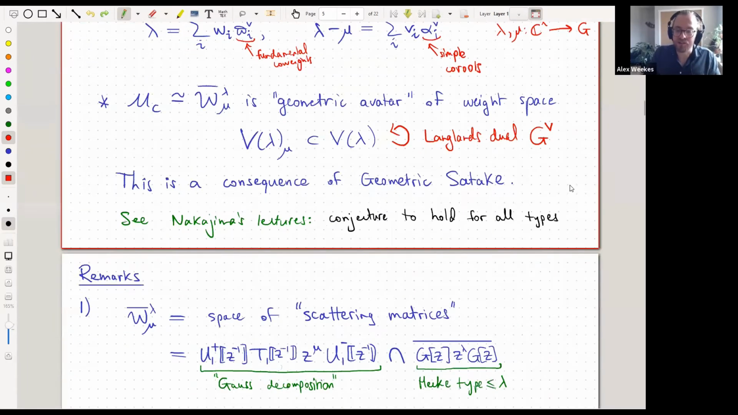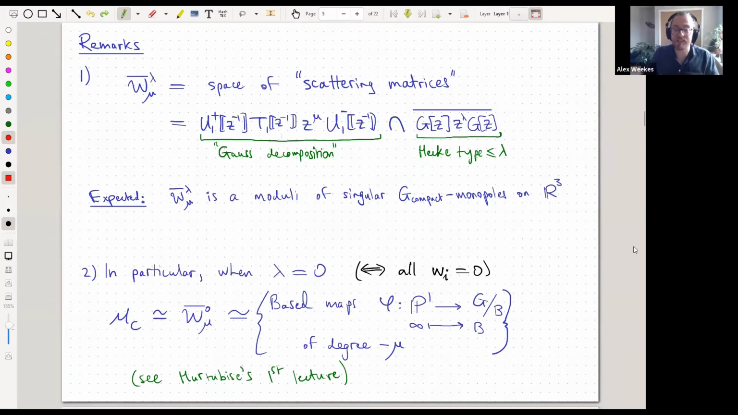Just to tie this into some of the previous lectures in this conference, I just wanted to mention, what is this space W lambda mu? Well, here I've used a lot of notation that I maybe don't entirely want to set up, but you can think of these as some sort of scattering matrices. It's a space of scattering matrices.